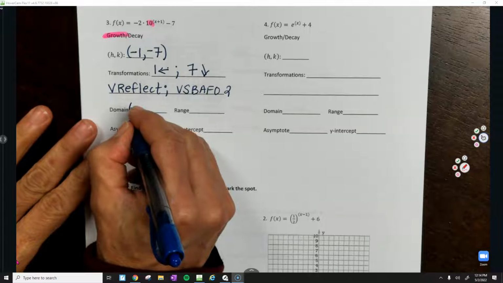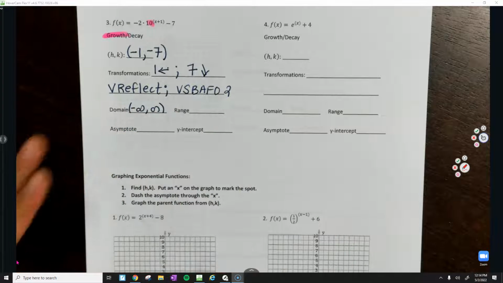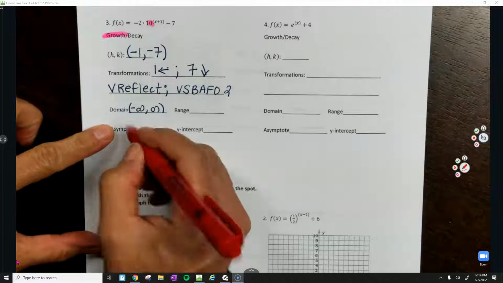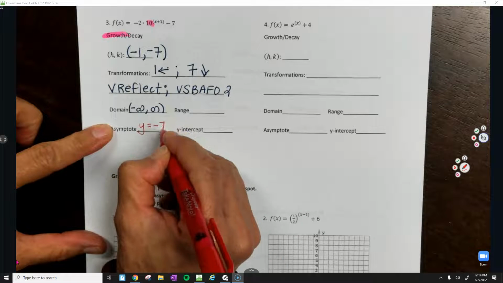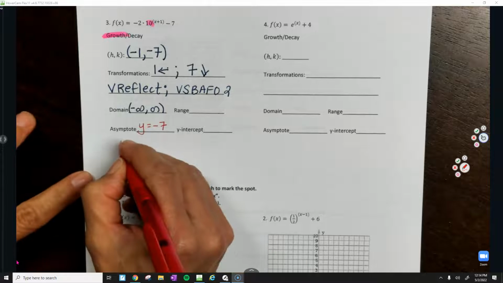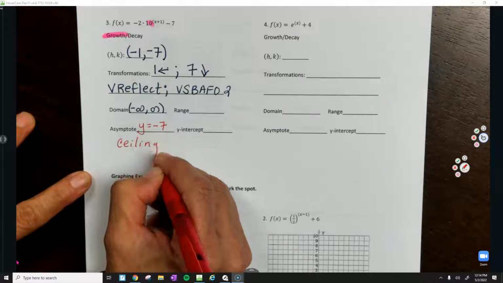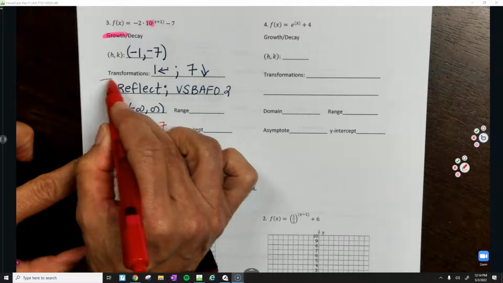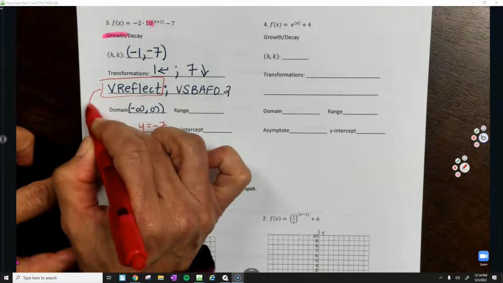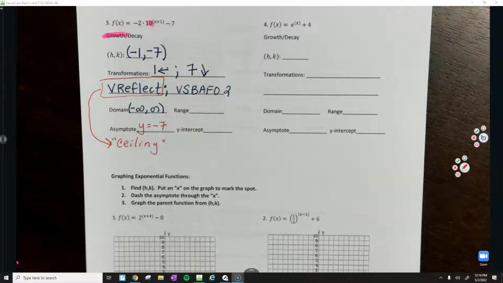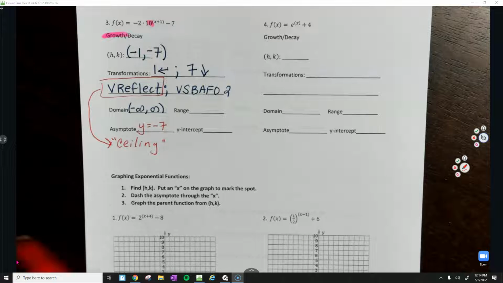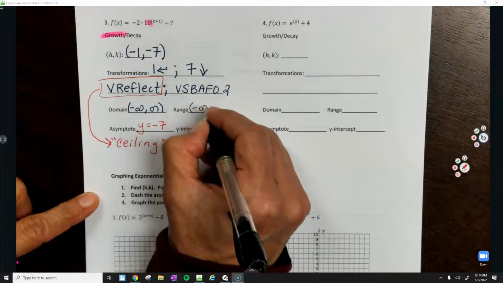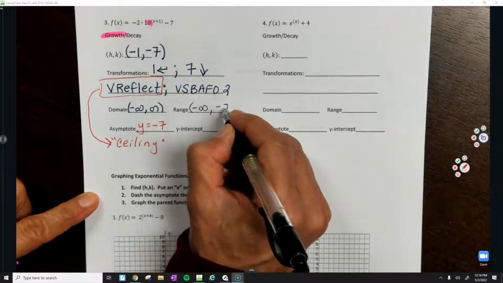Your domain is always negative to positive infinity, but your range is going to be based on your asymptote. So this asymptote, guys, is y equals -7. But this behaves like a ceiling, and I know it behaves like a ceiling because of the vertical reflection. So that's the highest the graph is ever going to get, which means the graph goes down forever. So your range is going to be -infinity up to -7.